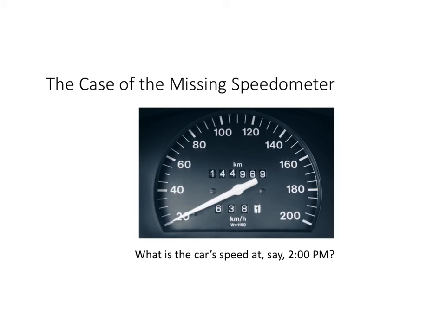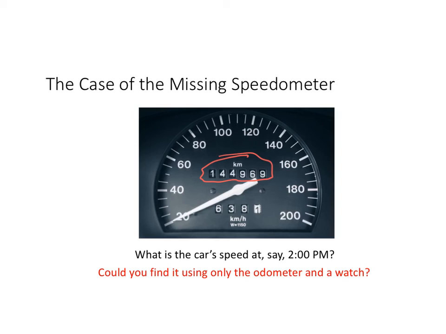Now let's say you're in a car and you don't have a speedometer. Or, probably more likely, the speedometer doesn't work. It just doesn't register. How can you determine what the car's speed is at, say, 2 p.m.? Let's say the speedometer doesn't work, but the odometer, which is right here, works. The speedometer stays at 0, but the odometer works. Could you find the speed using only the odometer and a watch? Could that give you the speed at, say, 2 p.m.?